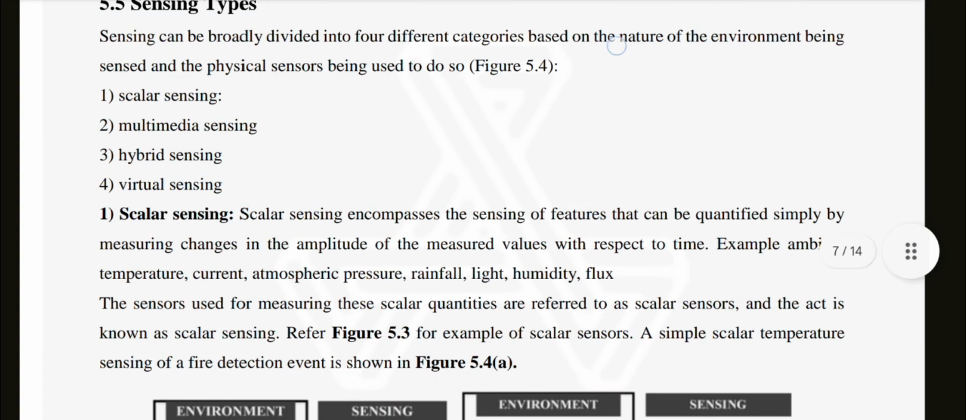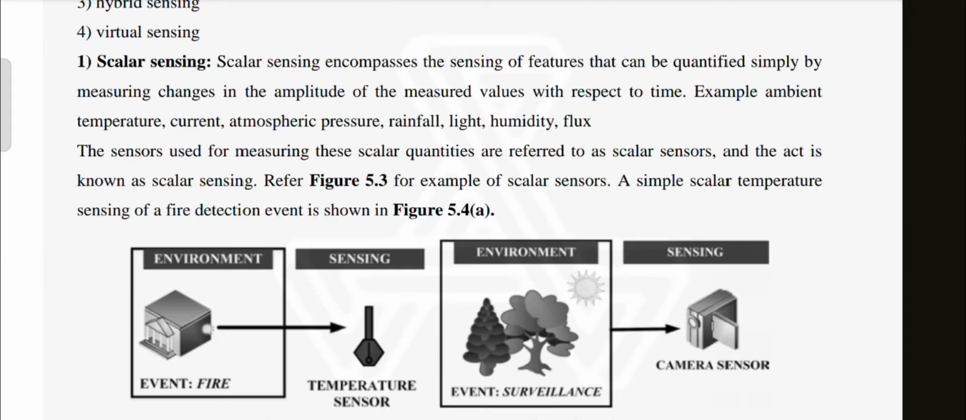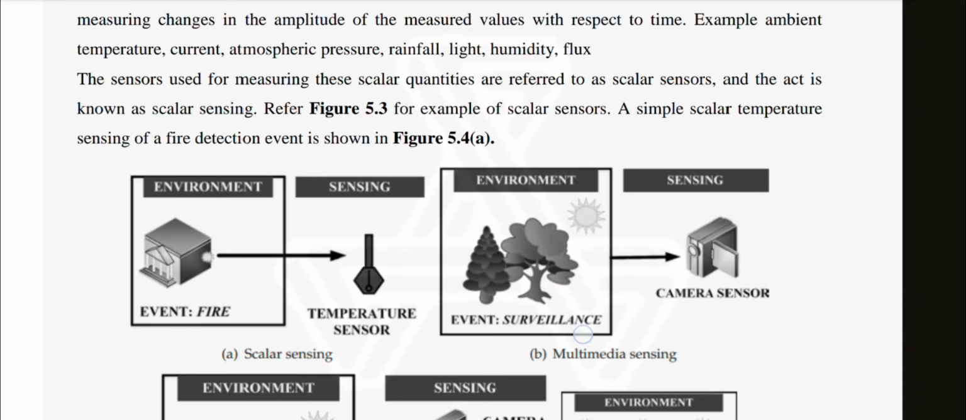Scalar sensing, multimedia sensing, hybrid sensing, virtual sensing. Scalar sensing encompasses the sensing of features that can be quantified simply by measuring changes in the amplitude of the measured values with respect to time. Example: ambient temperature, current, atmospheric pressure, rainfall, light, humidity, flux. Sensors used for measuring these scalar quantities are referred to as scalar sensors, and the process is known as scalar sensing. Refer to figure 5.3 for examples of scalar sensors.